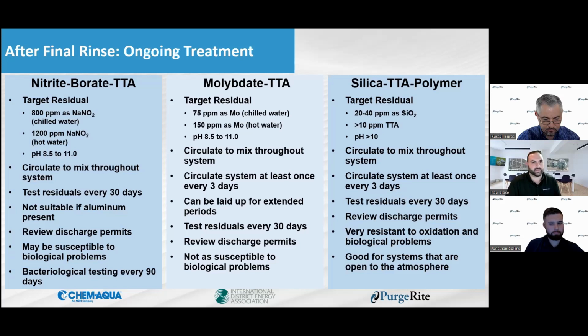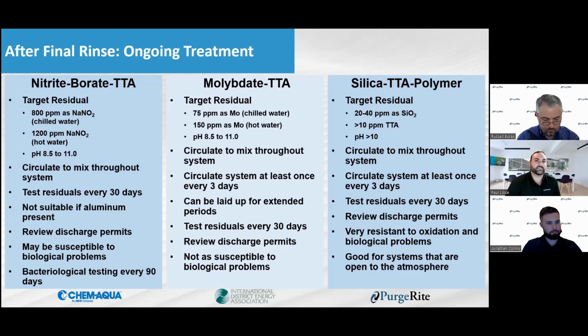Not suitable if there's any aluminum present, and that's because of the pH limitations that it has, the rates we talked about earlier. So on the chilled water, you're looking for that 800 ppm sodium nitrite, a little bit higher for all the added protection on the heating hot water side. Once again, about every 30 days, on these size systems, you really want to have some on-site analytical field tests run, just to make sure that residuals are still holding strong.